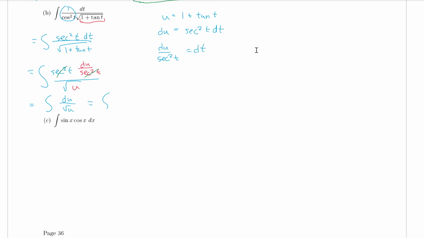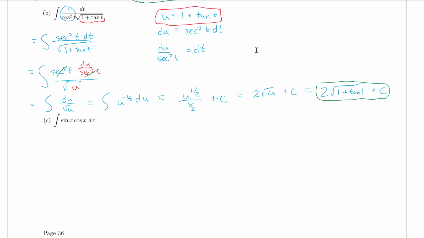It's kind of hard for people to keep track of when they're doing antiderivatives, so you might want to write that as u to the negative 1/2. And when we find the antiderivative here, we get u to the 1/2 over 1/2 plus c, which is equivalent to 2 square root of u plus c. And to convert that back to our x variable, we need to go look at our original substitution right here and plug that in for u. So we have 2 times the square root of 1 plus tangent of t plus c. And that's our final answer right there.